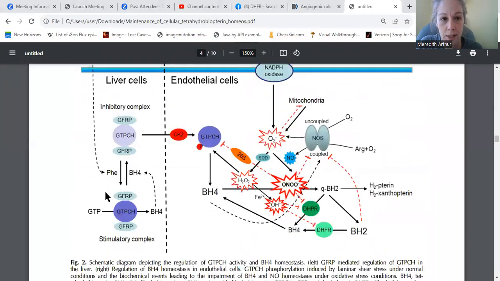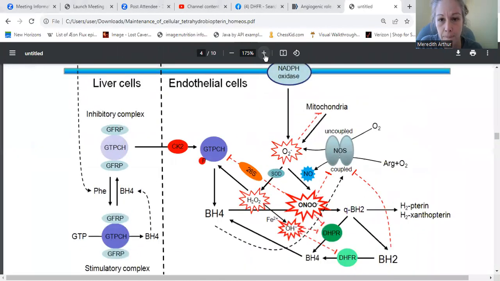So this here is actually a diagram showing where a specific enzyme, dihydrofolate reductase, is involved in the recycling of BH4. BH4 is needed for proper function of nitric oxide synthase.